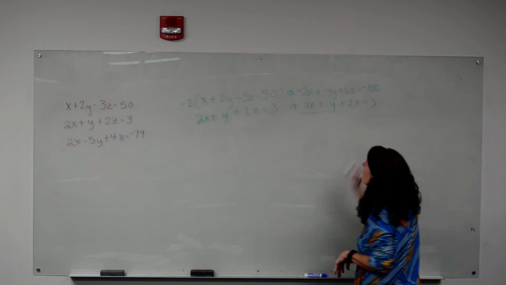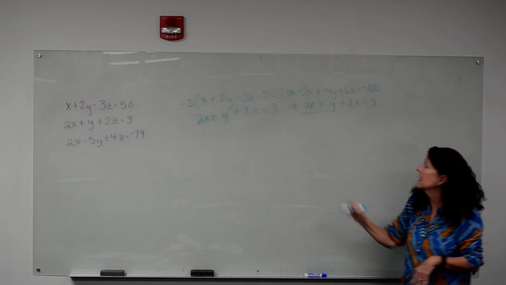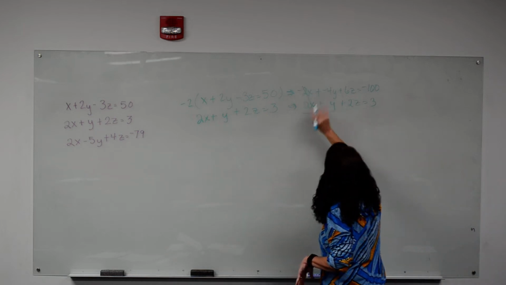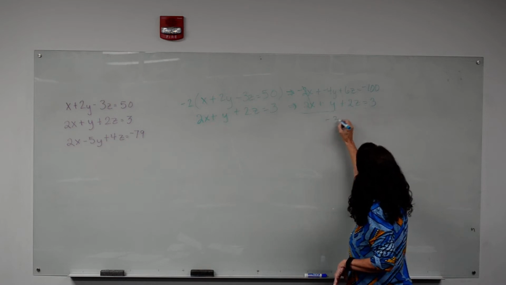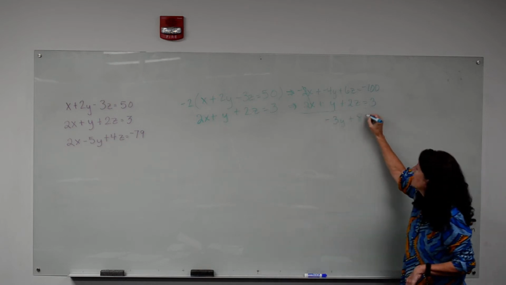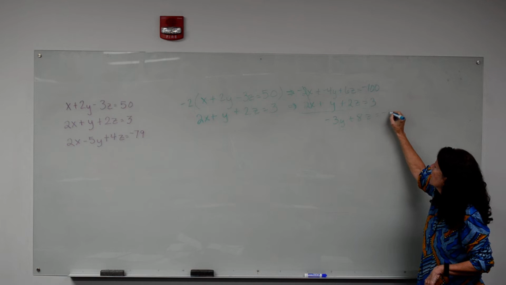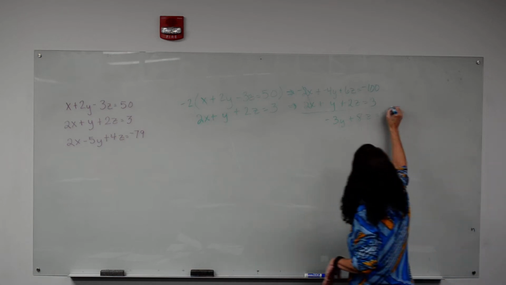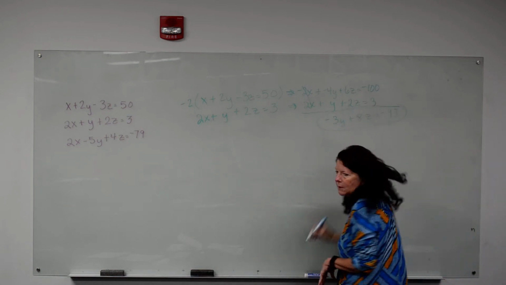Now what am I going to do? I'm going to add it. That eliminates out the x. This is -3y plus 8z equals -97. And I'm going to circle that because I'm going to come back to it.